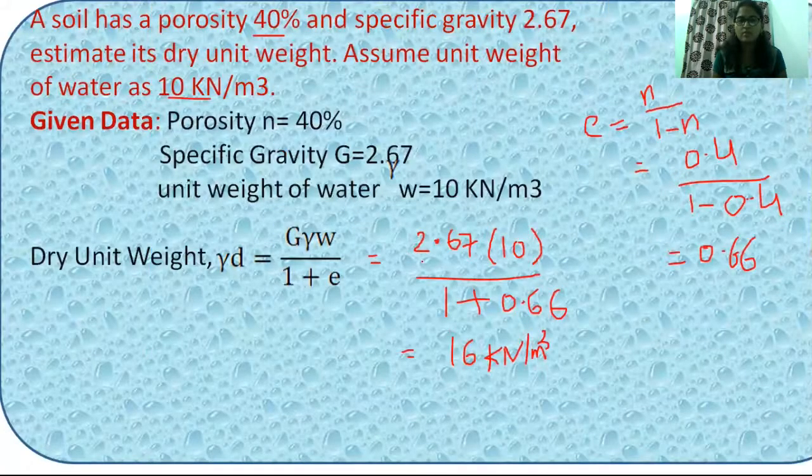And the next problem is here given porosity, specific gravity and unit weight of water. But the formula is G gamma w by 1 plus e. Here e value is not given. Void ratio value is not given. So e is equal to n by 1 minus n. Now porosity is equal to 40%. So make it as 40 by 100, 0.4. 1 minus 0.4 is equal to 0.6. Void ratio, no units. Gamma D is equal to 2.67 into 10 kilonewton per meter cube by 1 plus 0.66. The value is 16 kilonewton per meter cube.